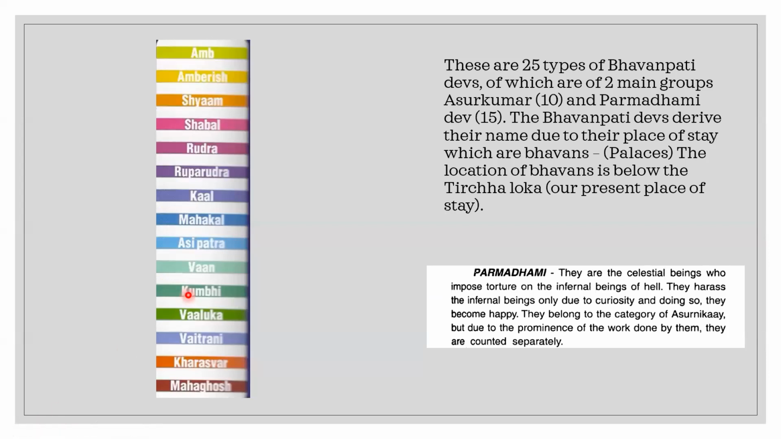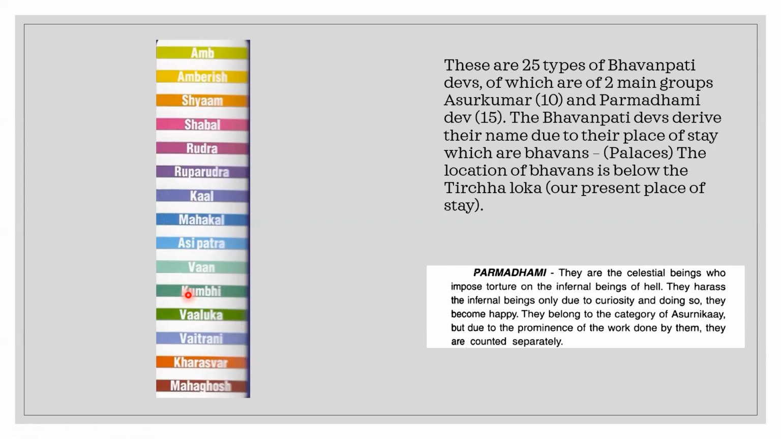Last time we were seeing the Bhuvanpati Devs that live in the first Narkavas, that is Ratnaprabha Bhumi. And we saw there are 10 types of Asur Kumars and 15 types of Parmadamis. We saw the names of the 15 Parmadamis: Ambarish, Shyam, Shabal, Rudra, and so on. These Parmadamis basically give pains to the Jeevs of Narki. They torture them, and by doing that, they get enjoyment.